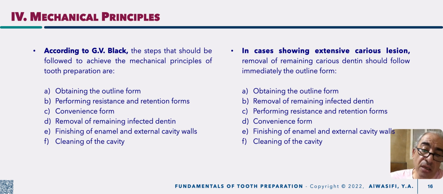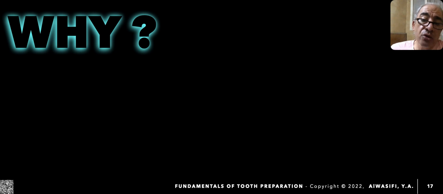In case there is an extensive carious lesion, step number 4, which is the removal of remaining infected dentine, should be replaced by number 2, and the sequence will be as follows: obtaining the outline form, removal of remaining infected dentine, performing resistance and retention forms, convenience form, finishing of enamel and external cavity walls, and finally cleaning of the cavity. The question is why you change the sequence of events: to remove the remaining carious dentine or defective restoration immediately after the mental imaging of the outline form.